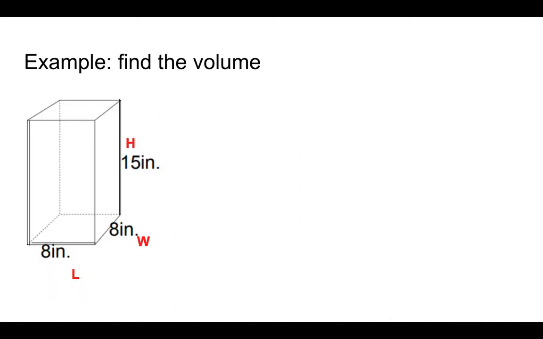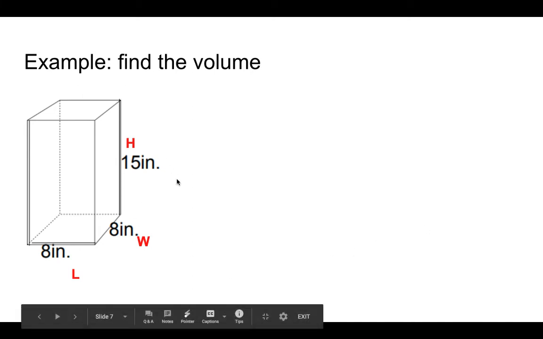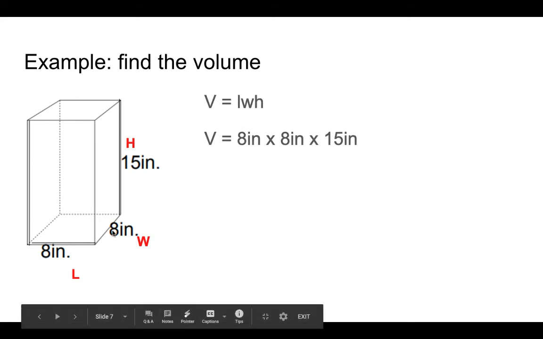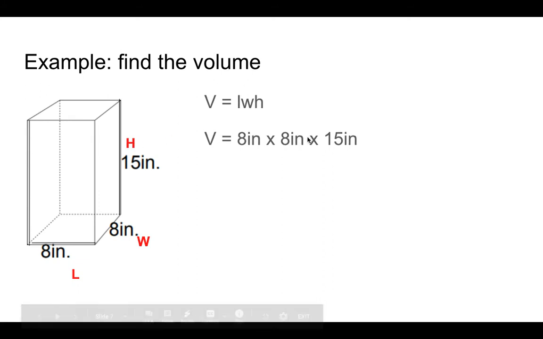So let's do an example with a rectangular prism. Let's say we have this rectangular prism. It's 8 inches by 8 inches, length by width, and the height is 15 inches. So our volume is length times width times height. And our length is 8 inches, our width is 8 inches, and our height is 15 inches. So we go 8 times 8 times 15.